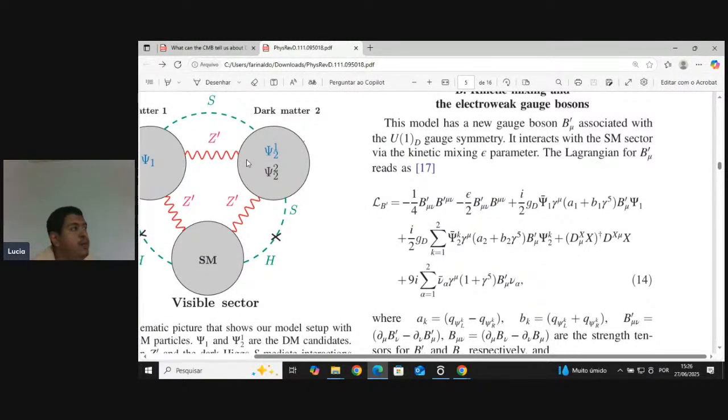The Yukawa couplings are chosen in order to satisfy the constraints due to oscillation experiments. Now, this is the Lagrangian for the new B' field. I'm showing also its interactions with the dark sector fermions and the heavy scalars, and I'm showing the important parameter for phenomenology, which is the kinetic mixing between the B' and the B vector bosons, B from the standard model and B' from the U(1) dark symmetry.